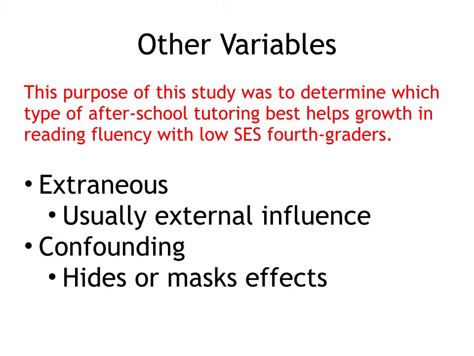Confounding variables are also usually outside. They're the variables which hide the effects, and they could actually be the variables responsible for whatever change you see. In other words, you could have the wrong variable in your study. If I'm looking at after school tutoring and I'm not controlling for the type of reading program used by the teachers, I've got a confounding variable, and I could actually be studying the wrong variable that's responsible for growth.